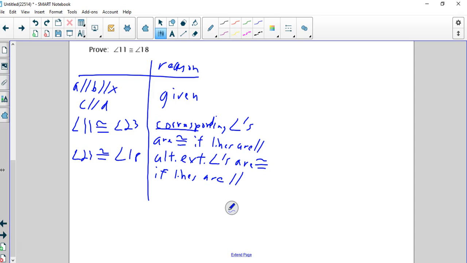So we've just proven that 11 is the same as 23, corresponding, and 23 is the same as 18. And now we're going to use what we talked about earlier, that transitive property. Since 11 is the same as 23 and 23 is the same as 18, we can now say that angle 11 is congruent to angle 18 by the transitive property. And you have just proven your first geometric theorem, or concept, statement, sorry, losing words.